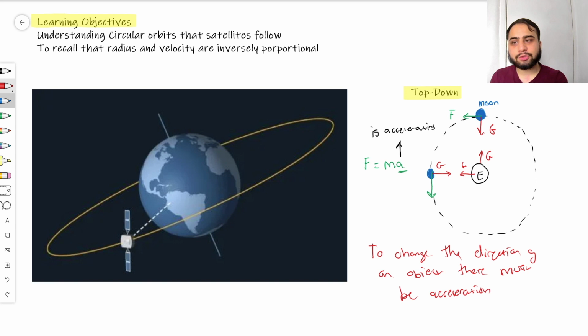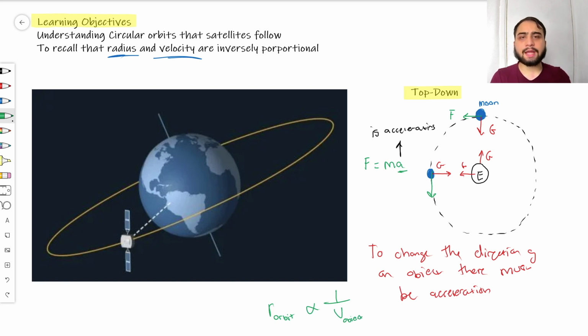Now what we also want to know is that the radius between an object that's orbiting another object, and the velocity that that object is orbiting at, are inversely proportional. Let's put that in symbols right here. So our orbit radius is inversely proportional, remember, that's shown by 1 over the velocity that the object orbits at.